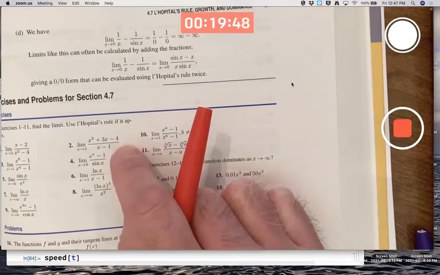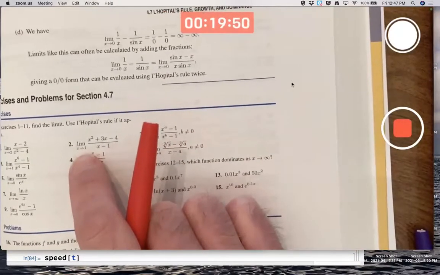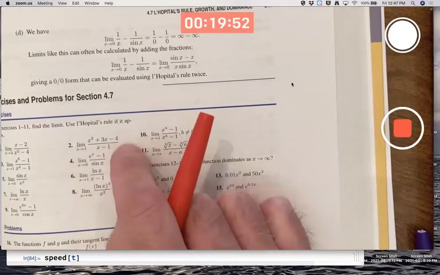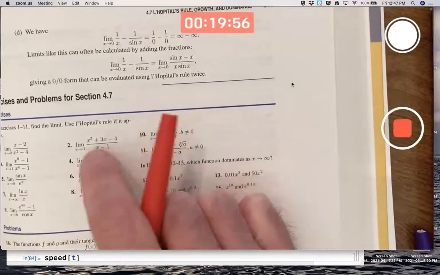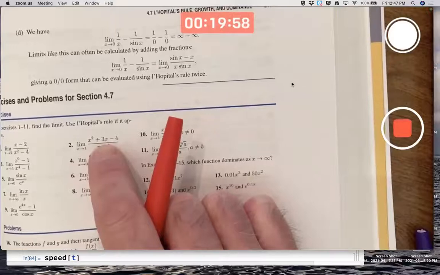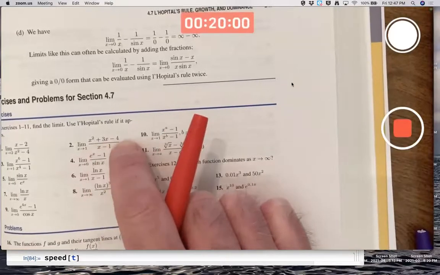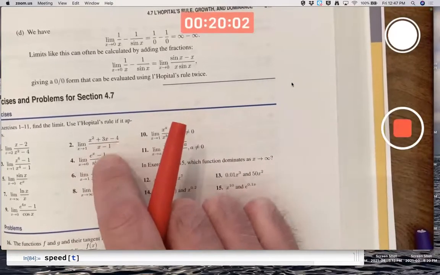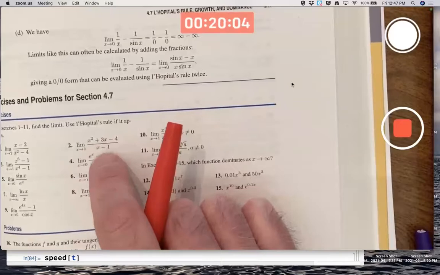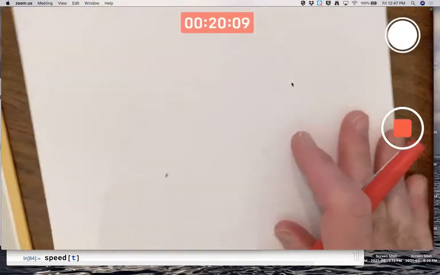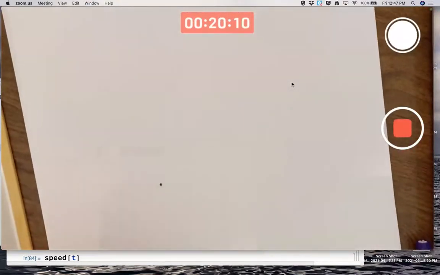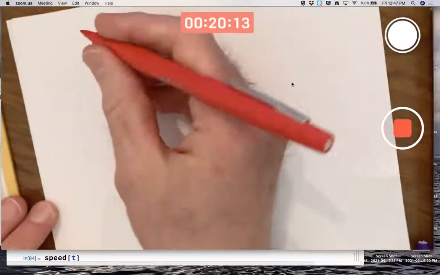In this case, how do you decide? Plug in the number 1 into both the top and the bottom. In either case, you get 0. 1 squared plus 3 times 1 is 1 plus 3 is 4, minus 4 is 0. 1 minus 1 is 0. This is a 0 over 0 indeterminate form. So therefore, I can use L'Hopital's rule.